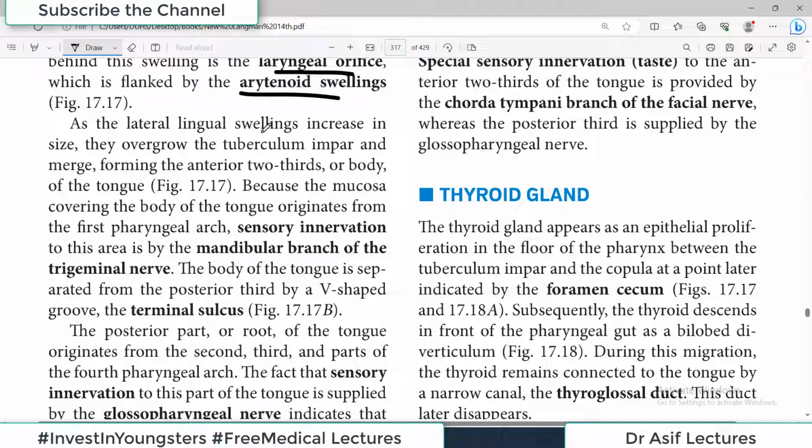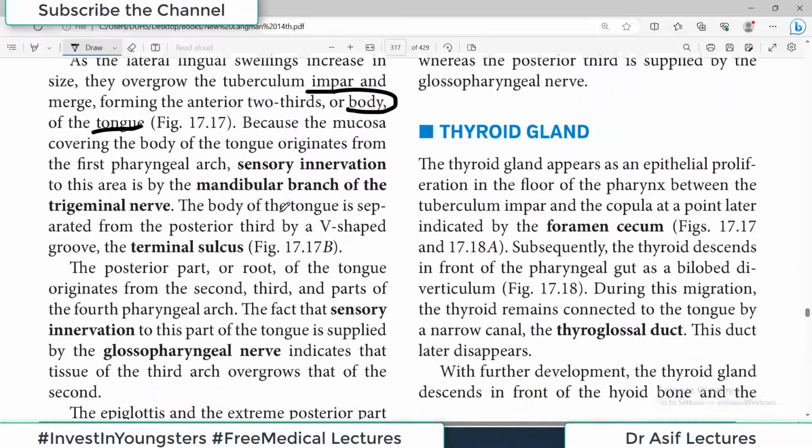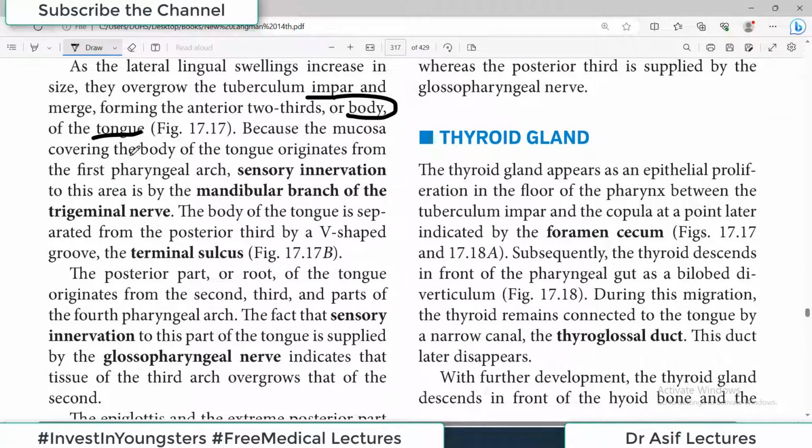As the lateral swellings increase in size, they overgrow the tuberculum impar and merge forming the anterior two-third or the body of the tongue. So ये जो structures थे lateral swellings and tuberculum impar, ये जब grow करते हैं so they kind of make the body of tongue, which is also called the anterior two-third of the tongue. Because the mucosa covering the body of the tongue originates from the first pharyngeal arch, the supply is by the trigeminal nerve की mandibular branch.